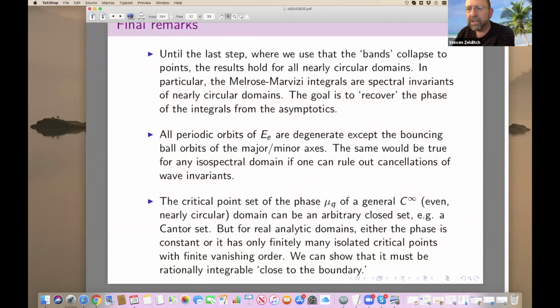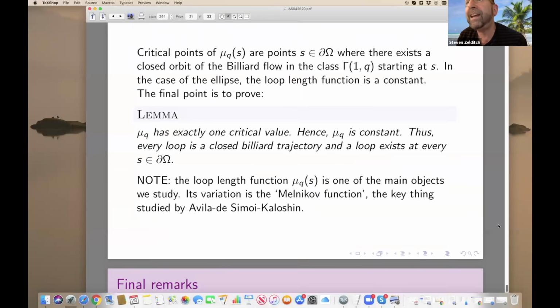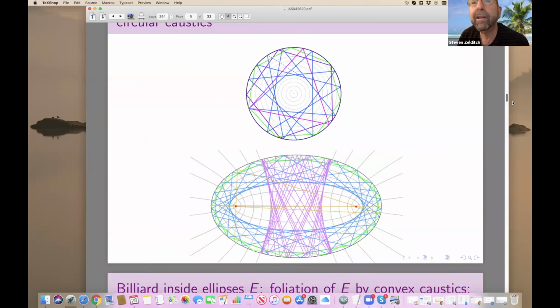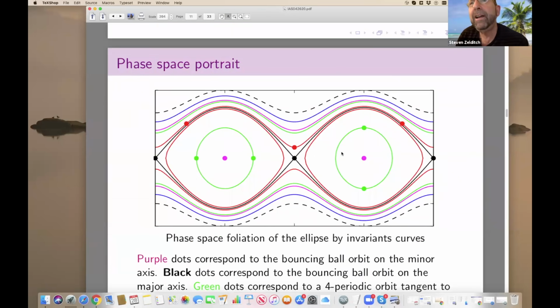Let me start with Zeb's question. Let me remind myself what the question was. Why do you get no cancellations? Exactly. Why no cancellation? Okay, I'll show you the picture. There are different ways of understanding this. There's an analytical way and a geometric way to understand it. This picture is better. We're only looking at these invariant curves out here.